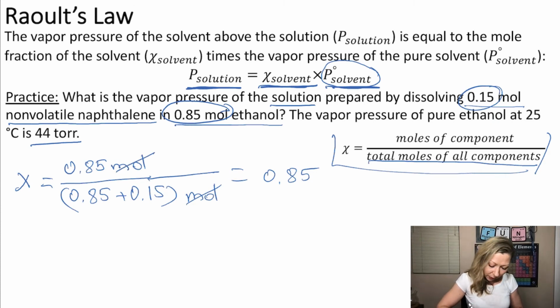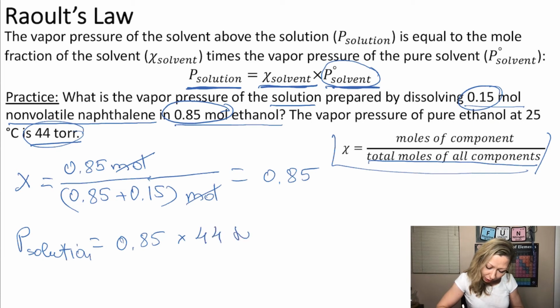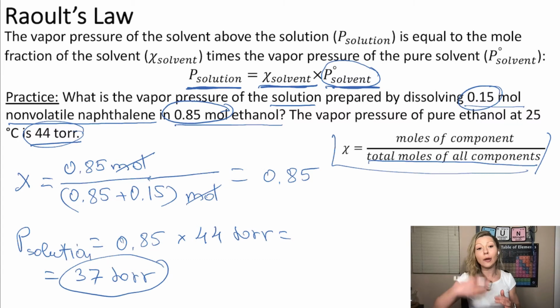So from here, we can calculate the vapor pressure of the solution right here. Okay, so 0.85 multiplied by 44 torrs. And if you do this calculation, you are going to get 37 torrs, which is indeed lower than the vapor pressure of the pure solvent, which is 44 torrs. Okay, I hope this makes sense.